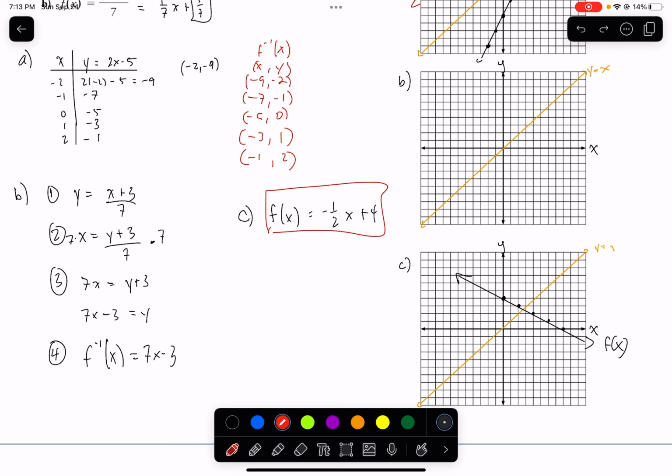So right now that's the point 2, 3. And so the new point of the inverse would be at 3, 2, right? So 1, 2, 3, 1, 2. Okay, so that's a direct reflection. As you can see, the red point would be a reflection of that black point from there, okay?